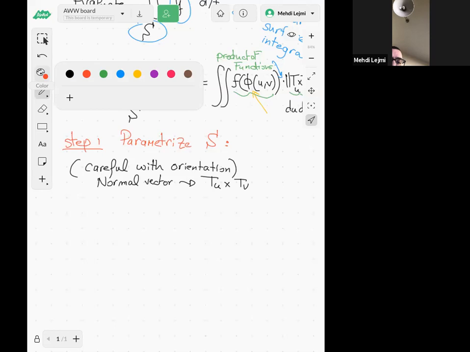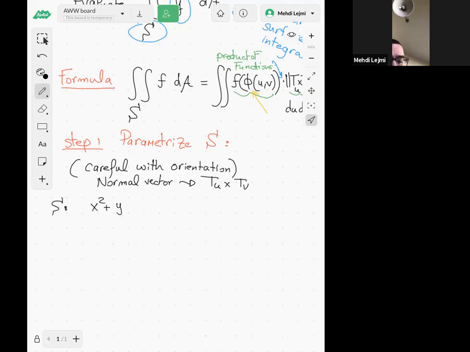Let me see here. Okay. So S is basic. It's this cylinder, right? x squared plus y squared equals 4, and z is between 1 and 3, right? So 1 and 3. All right.